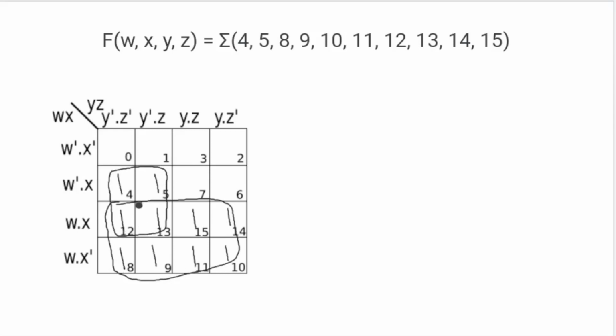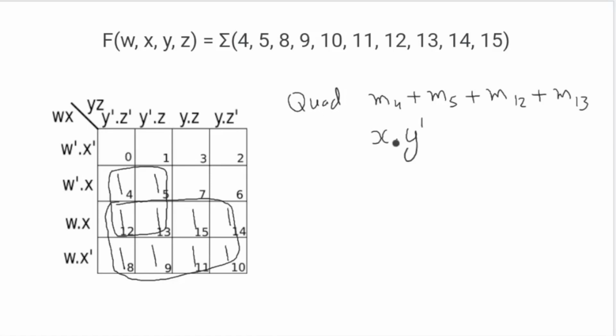The next step is reducing these groups, so let's do that also. We'll first reduce this quad, so we'll say quad, and then this quad will be represented by M4 plus M5 plus M12 plus M13, and let's see what it reduces to. On the left hand side over here, we can see that W is changing the state, X is same, so we'll take X from this side. From the top we'll see that Z is changing state, Y complement is same, so we'll take Y complement.